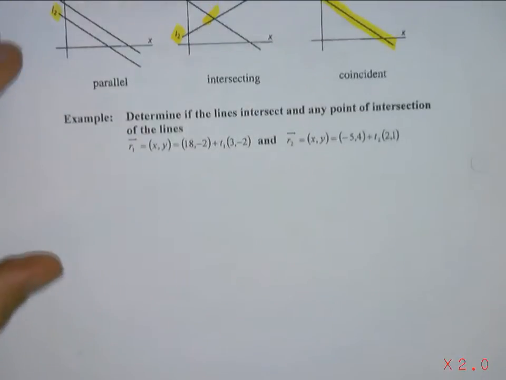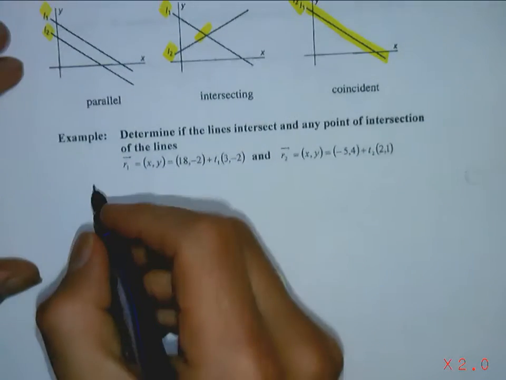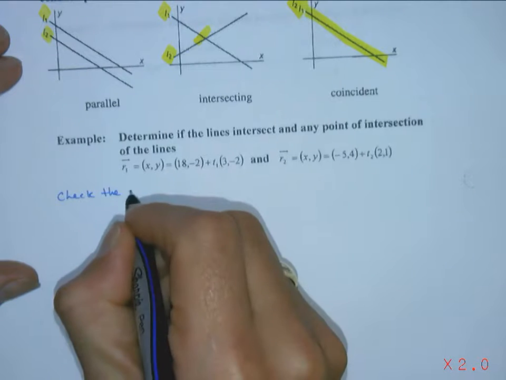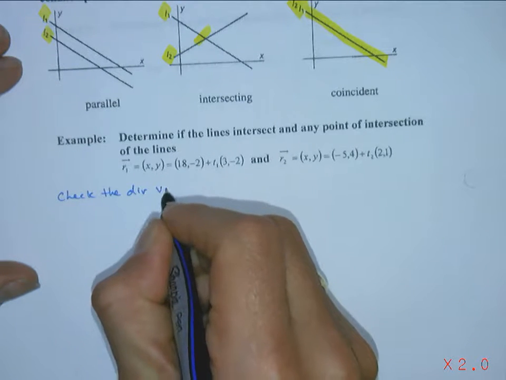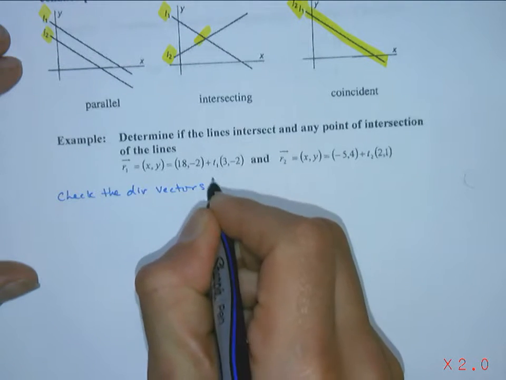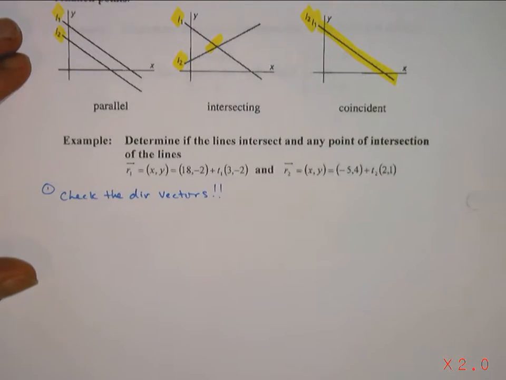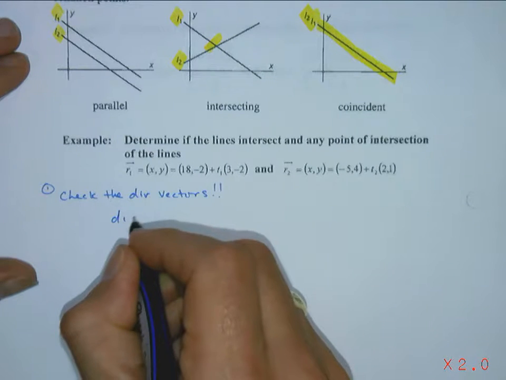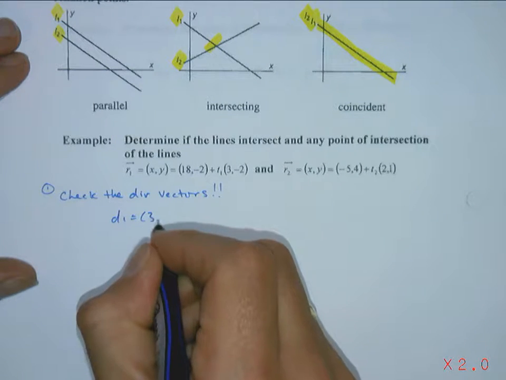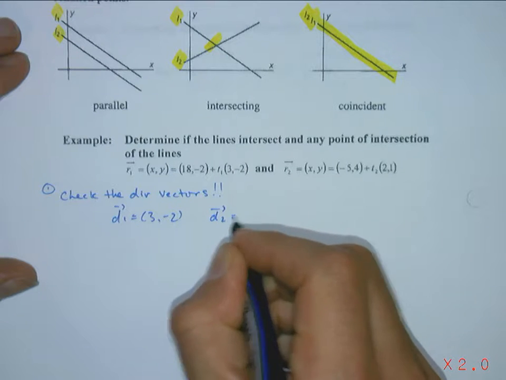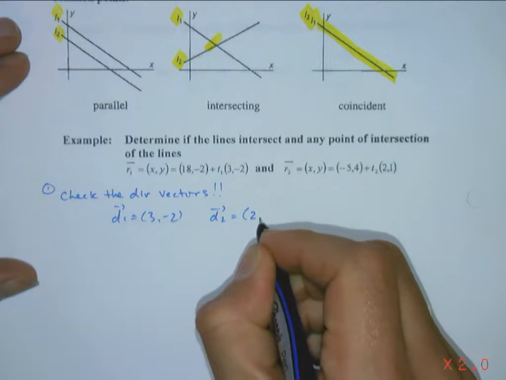Okay, but back to our example. So let's take a look. Check the direction vectors. And I always do this first. It doesn't have to be done first, but I like to do it first. So D1 is going to be 3, negative 2, and D2 is going to be 2, 1.